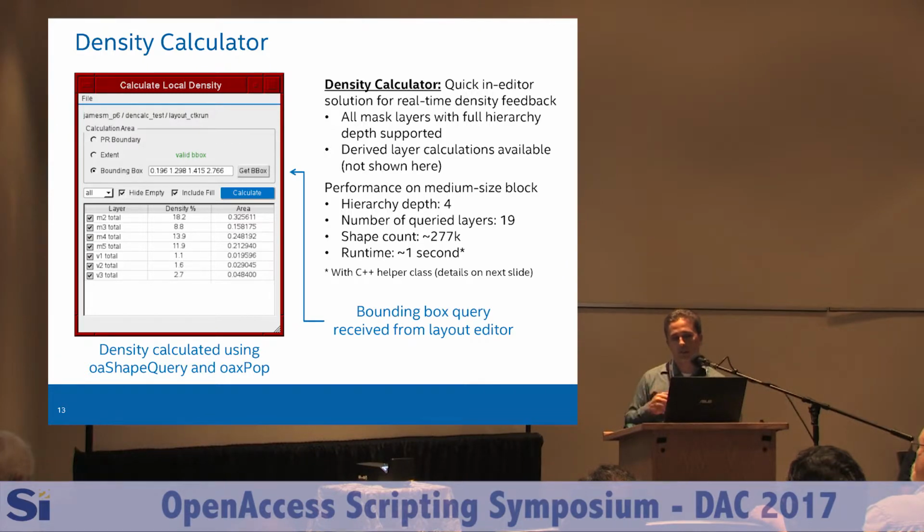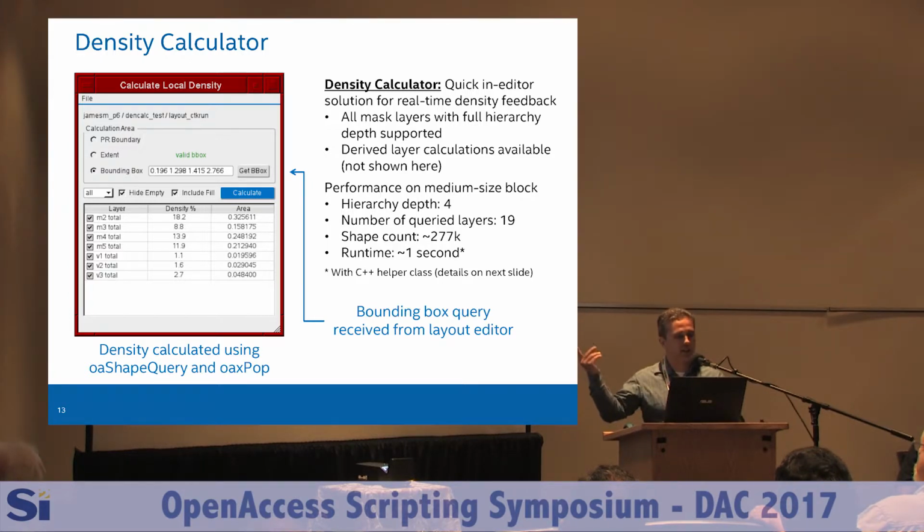As far as performance, we had a test case block that we used. It only had 4 layers of hierarchy, but it's been used on much bigger ones as well. But for our performance testing, that was what we used. It had 19 layers and about 277,000 shapes. The runtime on that for all layers was 1 second, basically. We used a C++ helper class for that.